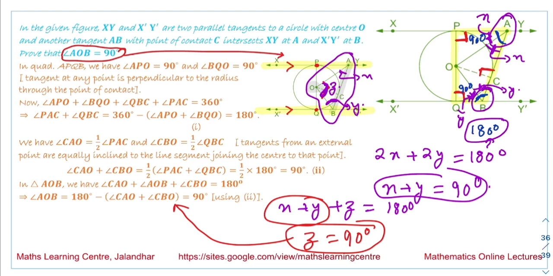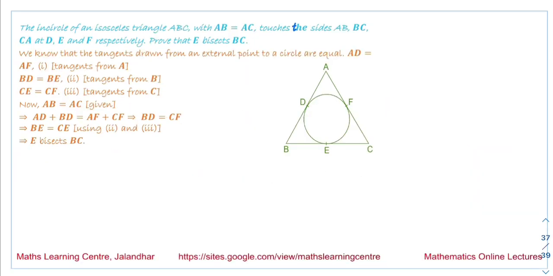Next is the incircle of an isosceles triangle ABC with AB equal to AC. It touches the sides AB, BC and CA at D, E and F respectively. We have to prove that E bisects BC. A is the external point over here. If this length is x, then this AD length is x over here.